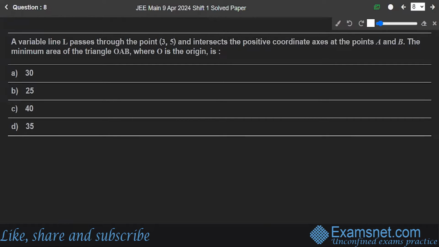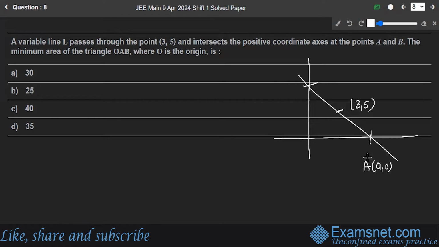Question number 8. A variable line L passes through the point (3, 5) and intersects the positive coordinate axes at A and B. The minimum area of the triangle OAB, where O is the origin, is equal to. So this is your line, and the given point is (3, 5), and it is intersecting the axes at these 2 points. Let's say this is the point A, which is given by (a, 0), and the point B, which is given by (0, b).